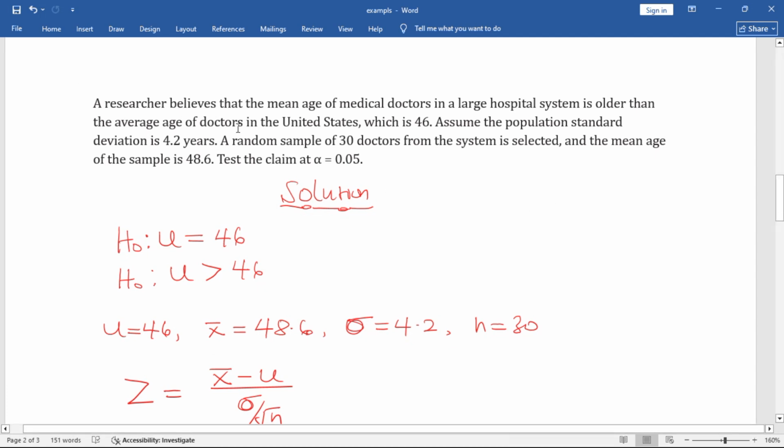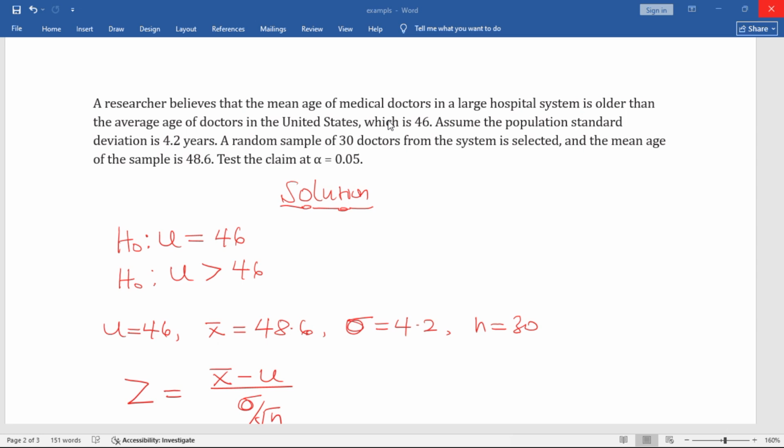So our next question here says that a researcher believes that the mean age of a medical doctor in a large hospital system is older than the average age of doctors in the United States, which is 46. Assume the population standard deviation is 4.2 years. A random sample of 30 doctors from the system is selected, and the average age of the sample is 48.6. Test the claim at an alpha of 0.05.